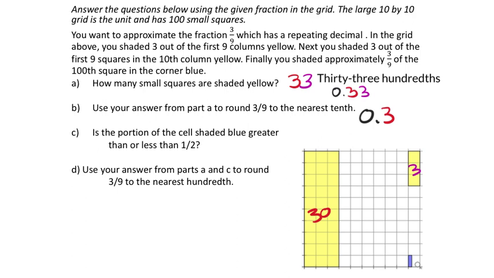So that's parts A and B. There's 33 of the yellow shaded boxes, which ends up rounded to the tenth is closest to 3/10ths. So part C, is the portion of the cell shaded blue greater than or less than 1/2? We can check this. So I'm just going to take this and I'm going to kind of blow it up here. So otherwise it can get kind of jacked up. There we go.